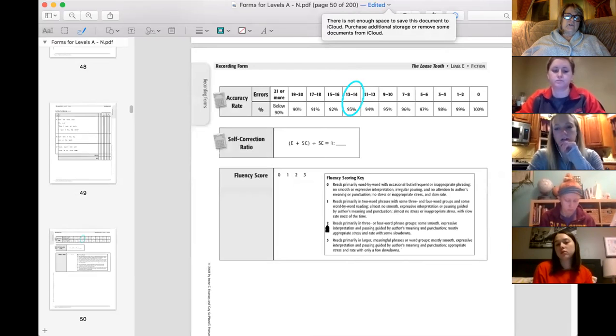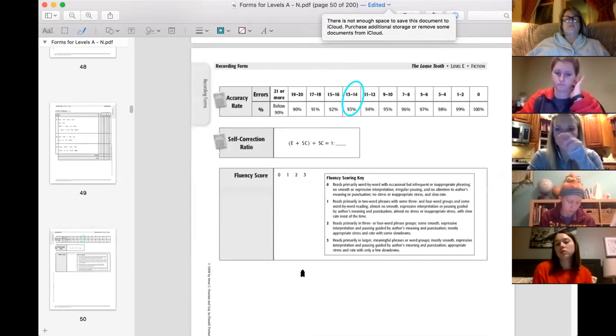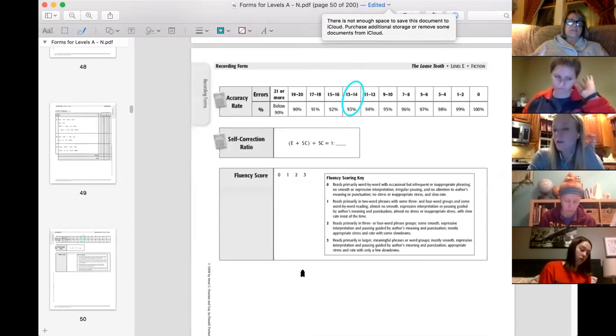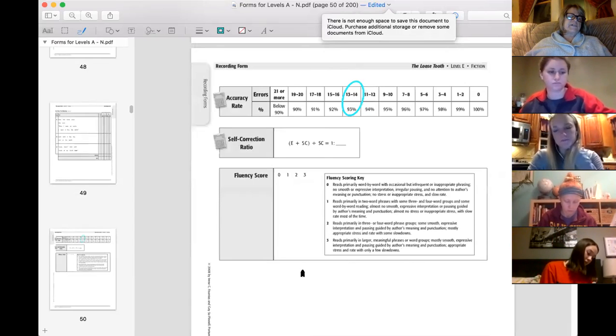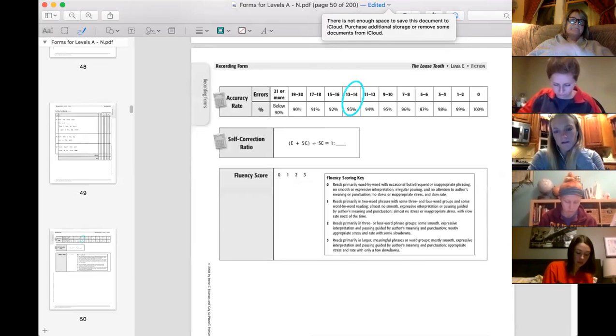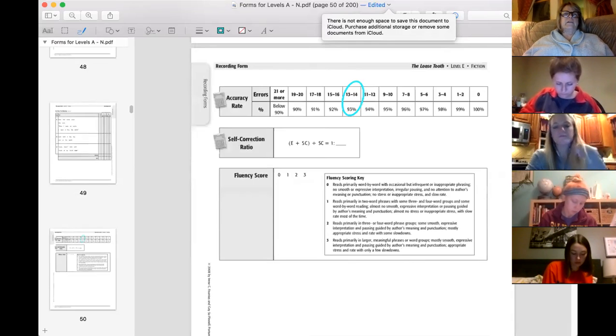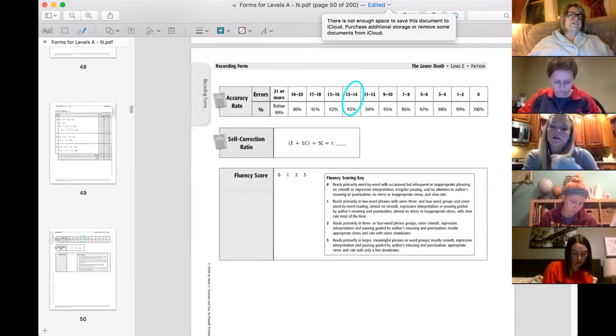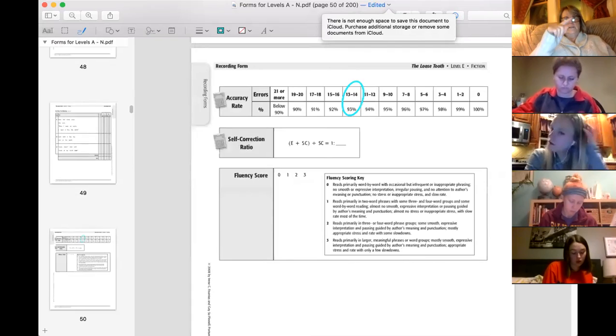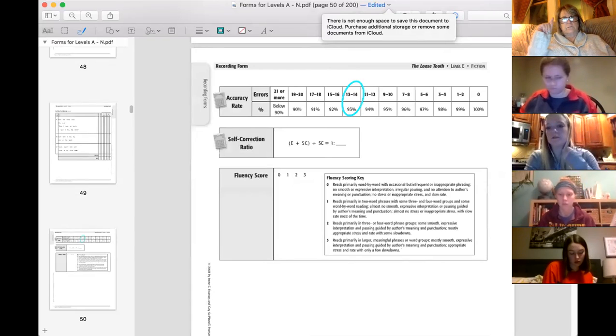Very rarely are you going to get 2s and 3s. A 3 sounds just like talking. And a 2 is they're using punctuation, they're having expression. Some kids will get a 2. But the lower the kid, I would say 0 or 1. Especially think about it in the lower levels, the child was asked to point while they read. That slows them down, right?